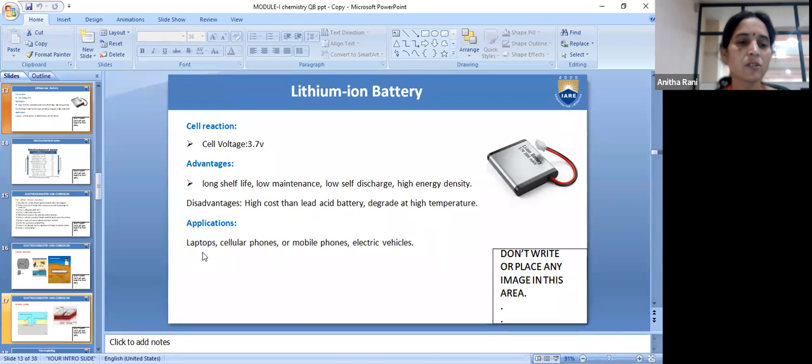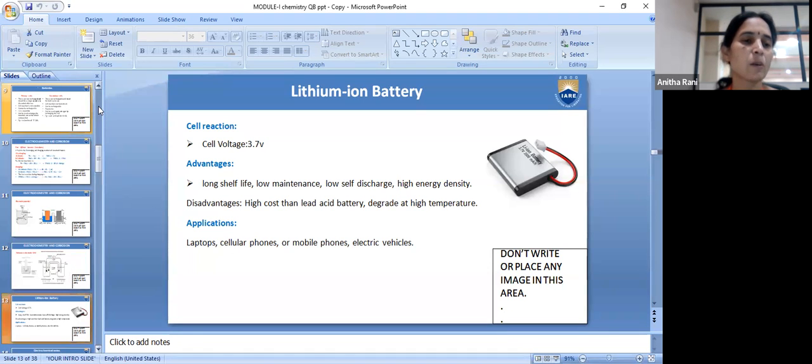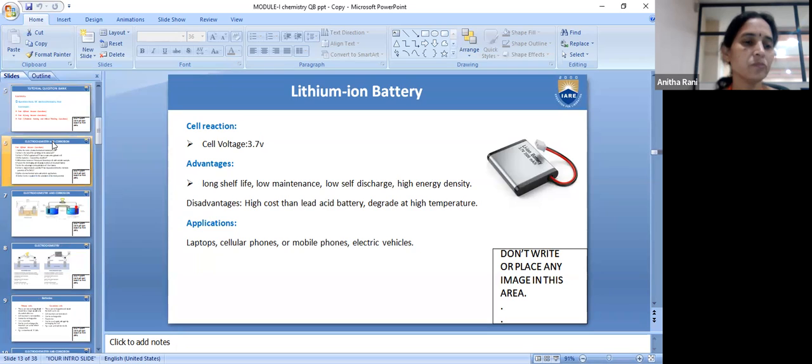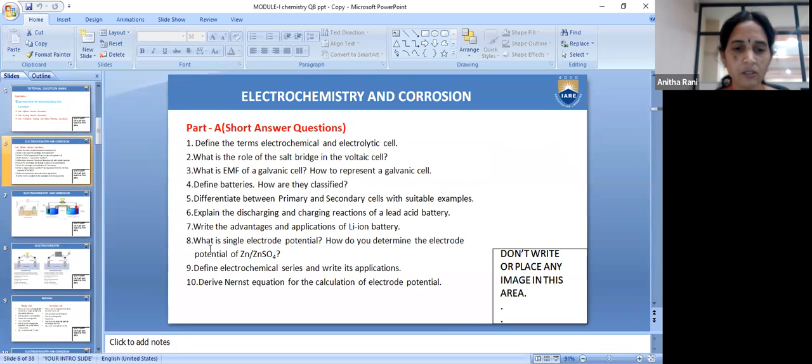And applications you also have to write: laptops, cellular phones, mobile phones, electric vehicles. So these applications you write. So next, what is single electrode potential?